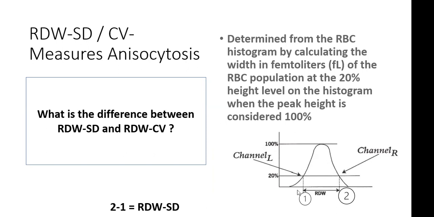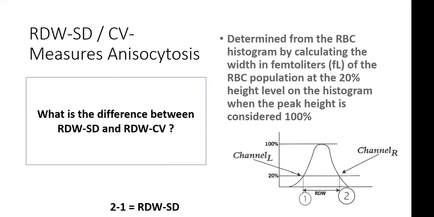That means 99% of your RBC population lies between regions 1 and 2. This is the area of your histogram. We are talking about red cell distribution, how the size of the cells is distributed. That is why RDW-SD measures anisocytosis, not poikilocytosis. It is the variation in size of the RBC that is measured by RDW. Now this standard deviation, when you divide it by the MCV, becomes RDW-CV.